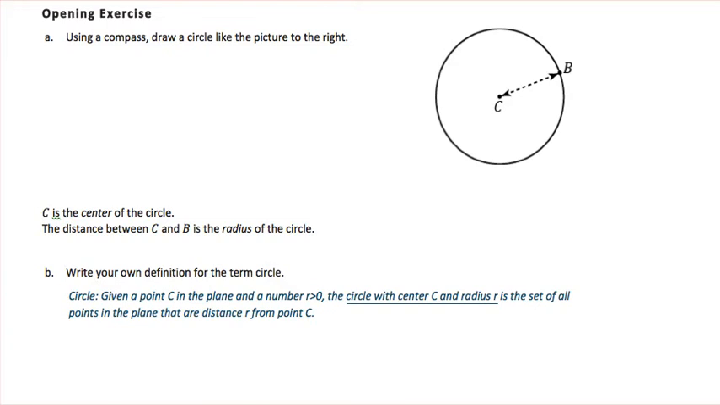So the given definition of circle: given a point C in the plane and a number R that is greater than 0, the circle with center C and radius R is the set of all points in the plane that are distance R from point C. Consider what the distance between the spike and the pencil in a compass represents in this definition, which would be the radius, and the spike, the point of your compass, should be the center of your circle.